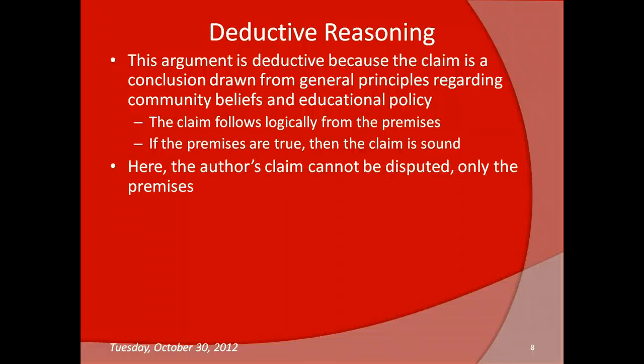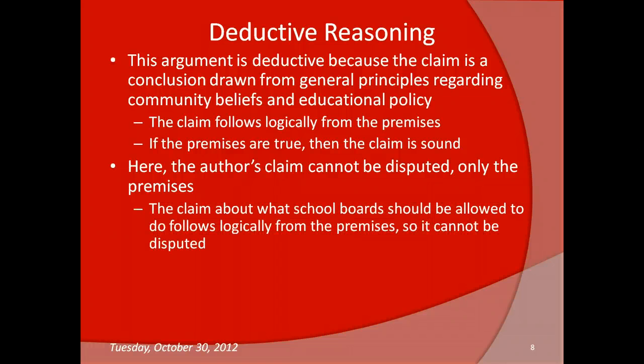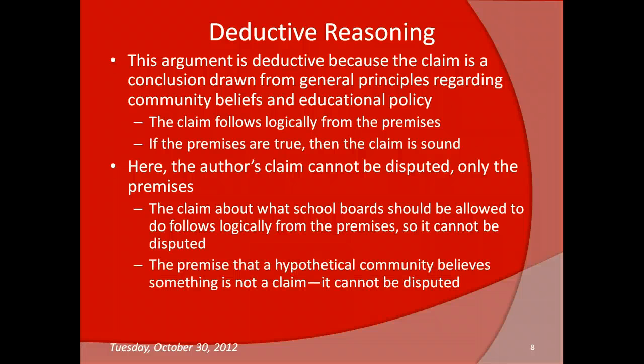Here, the author's claim cannot be disputed. That's why it's deductive reasoning. Only the premises can be disputed. The claim about what school boards should be allowed to do follows logically from those two premises, so it itself cannot be disputed. However, the two premises can be.